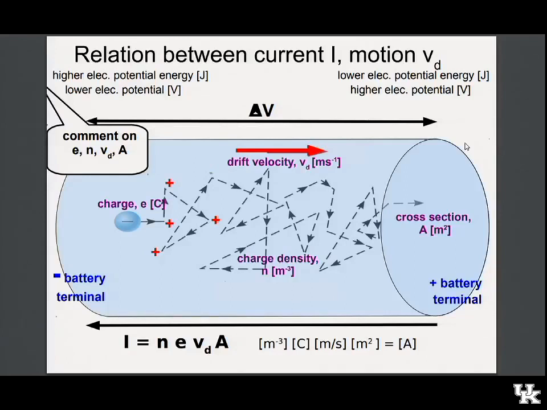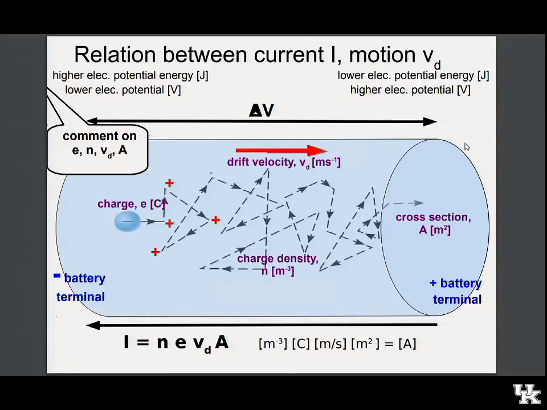And it relates all these quantities that I've just listed here. If you want to check it, you could check the units. So if you check the units, N is per cubic meter. The electron charge is measured in coulombs. The speed is meters per second. The cross-sectional area is square meters.